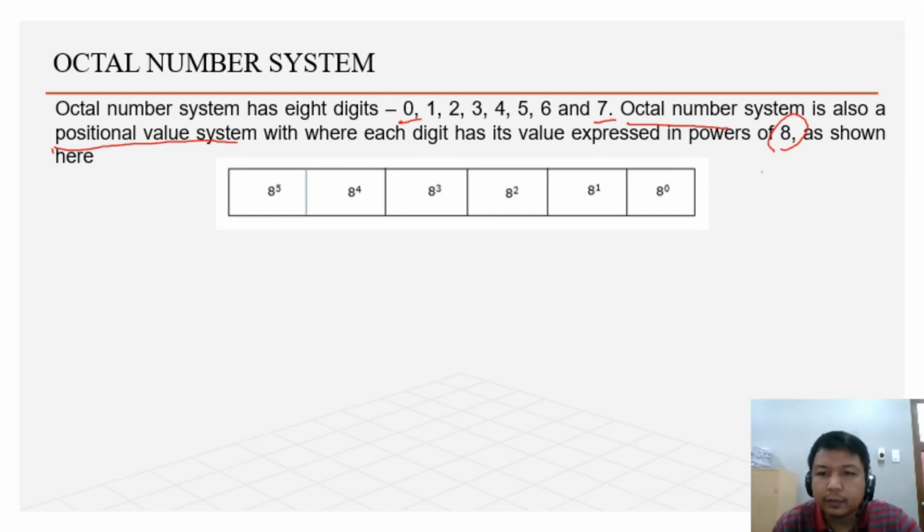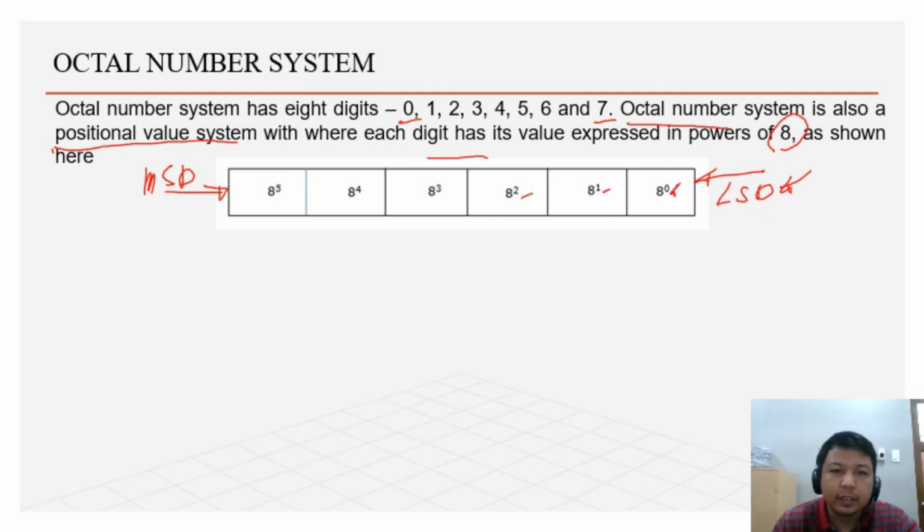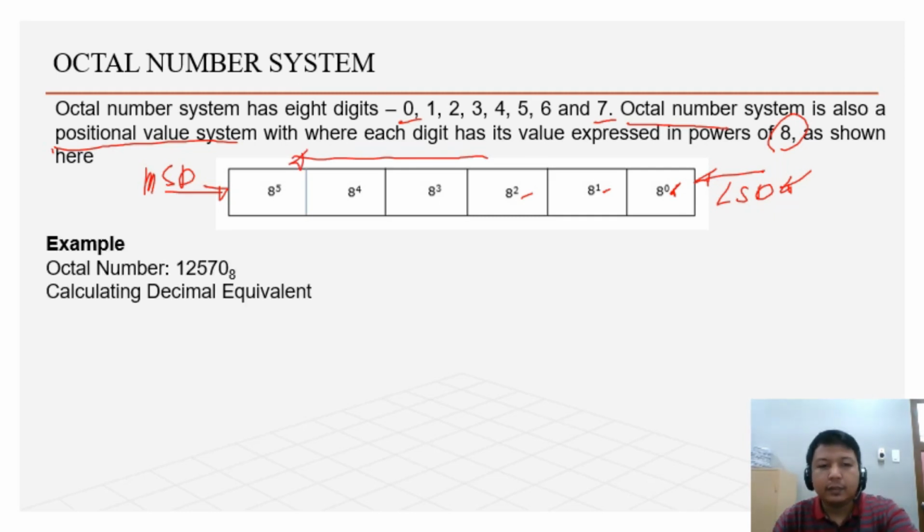So lagi tatandaan yung pinaka rightmost digit is what we call the least significant digit, and yung pinaka leftmost digit is what we call the most significant digit. I term it as a digit because this is already an octal. So like our decimal and binary, we also start at position 0, then followed by 1, 2, and increasing in number. Now example, we are going to convert an octal number into its equivalent decimal number system.